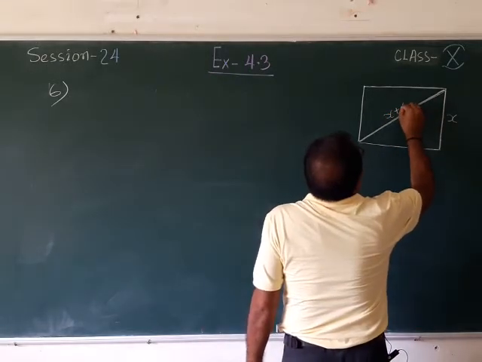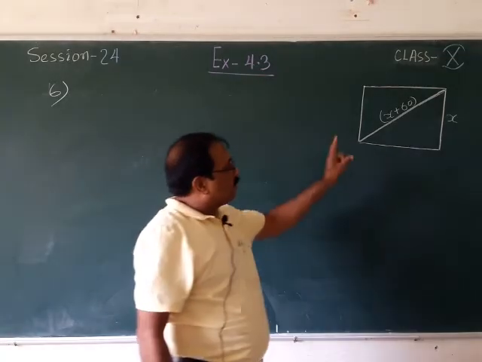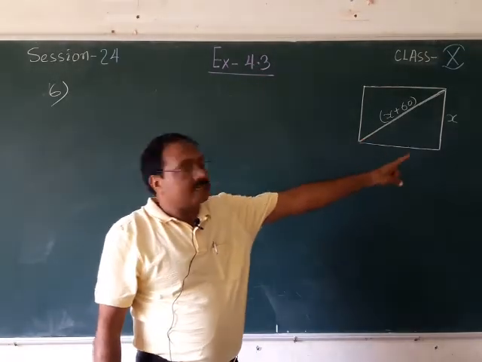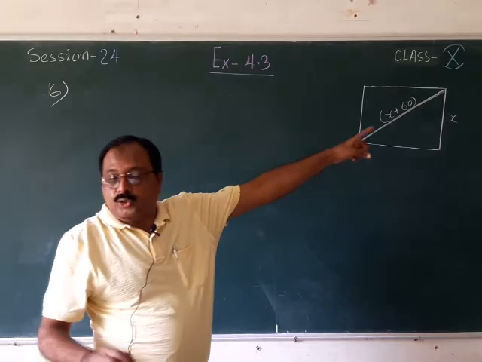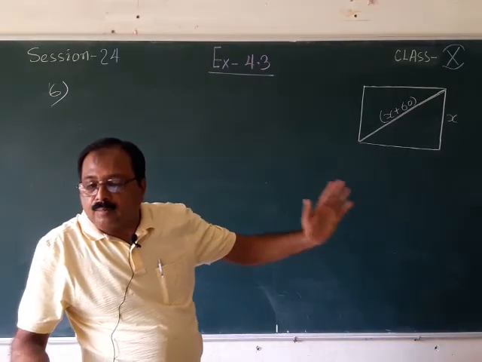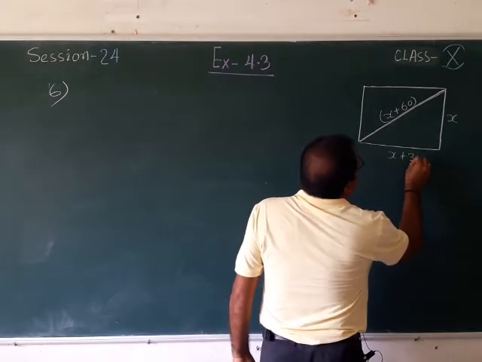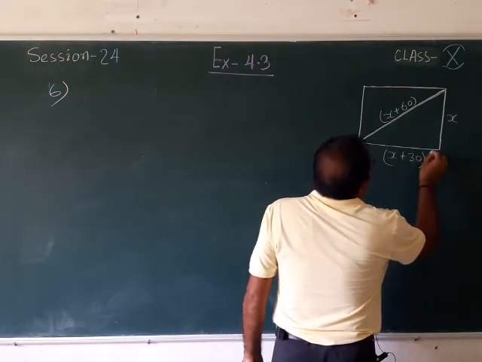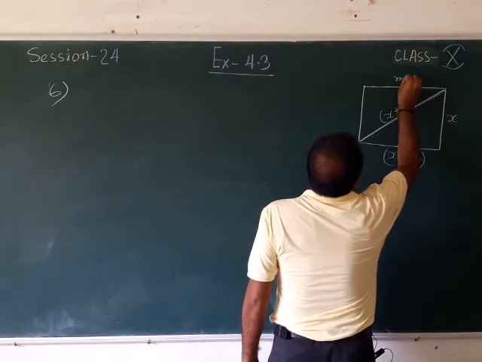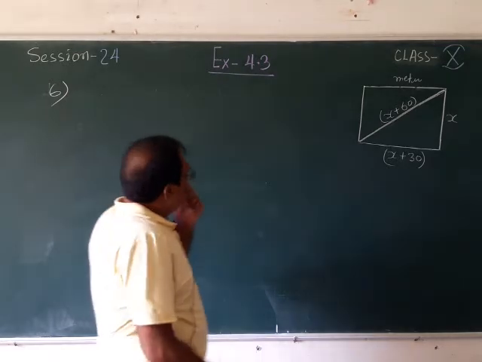It has been told in the question that the diagonal is 60 meter more than the shorter side, and the longer side is 30 meter more than the shorter side. That means the length is x plus 30 meter, and the diagonal is x plus 60 meter. Now, you can apply the units here. All the measurements are written as meter.